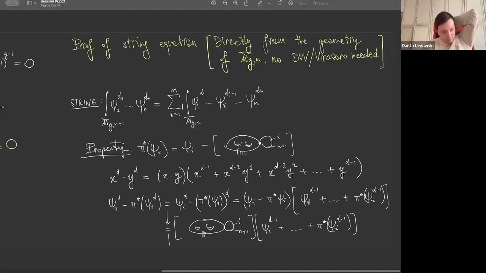So let me remind you that the string equation is the following equation for integrals of psi classes. If you're integrating over M_g,n+1 bar, psi_1 to the d_1, ..., psi_n to the d_n, now you notice that you don't have any power of psi_{n+1}. So what you can do is apply the string equation, and you get a bunch of integrals on M_g,n bar instead of M_g,n+1 bar. So you're reducing n by 1, and this is a very useful thing to do.